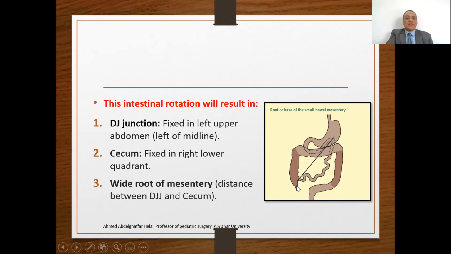As we see, this arrangement allows for a wide distance of the root of the mesentery, thus preventing the development of volvulus, the rotation of the intestine around itself. So the arrangement will place the DJ, or duodenojejunal junction, in the upper abdomen to the left of the midline, and the cecum with the terminal ileum in the right lower quadrant. This wide distance in between is called the root of the mesentery. This will be the root, or the pedicle, for the small intestine.